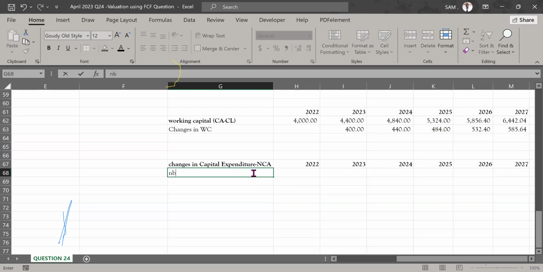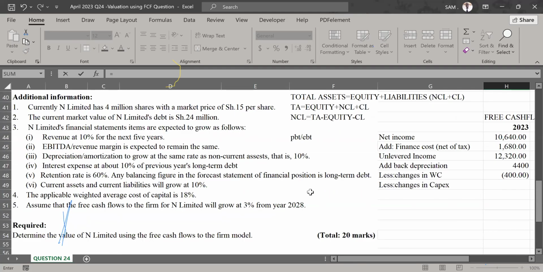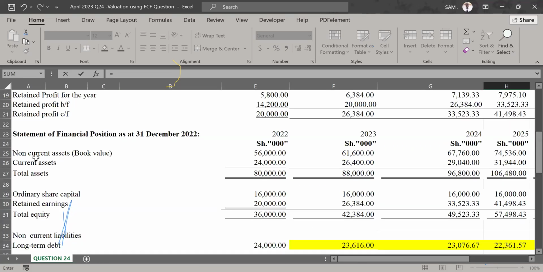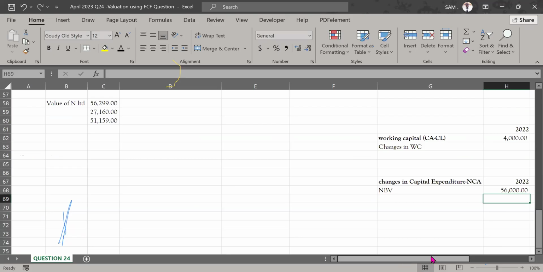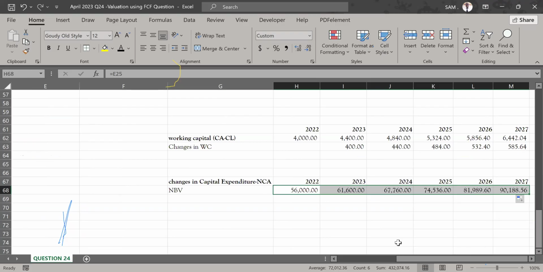We know that the statement of financial position records the values of these non-current assets at book value, net book value. So let us pick the net book value of the non-current assets from the statement of financial position. Where is it? Non-current assets are here. You can see you are even told they are all at book values. But even if you are not told, you know preparation of the statement of financial position is at net book value. So we pick the value in 2022 like that. Then because I've done reference, I will just drag to 2027 like that. Those are the values of the non-current assets at net book value.